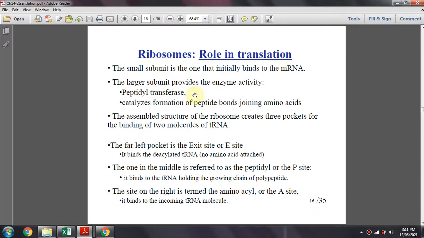The larger subunit provides enzymatic activity like peptidyl transferase activity and catalyzes formation of peptide bonds. The assembled ribosome creates three pockets for binding of tRNA molecules. These three pockets are known as the E site, the exit site, which binds uncharged tRNA. The middle one is known as the peptidyl or P site, and the third one is the A site or aminoacyl site.